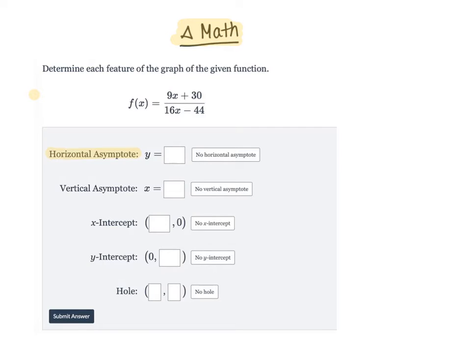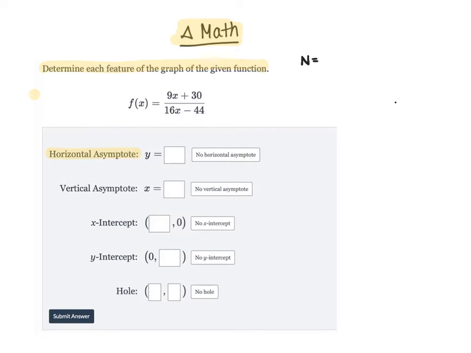So the first one here says determine each feature of the given graph. So the first thing I'd like to do is find the horizontal asymptote. Now, you know how to do this already. Horizontal asymptotes are found by taking the limit as x approaches positive or negative infinity. So what that means is that we're going to analyze the degree of the numerator and the degree of the denominator. So remember those three limit rules.